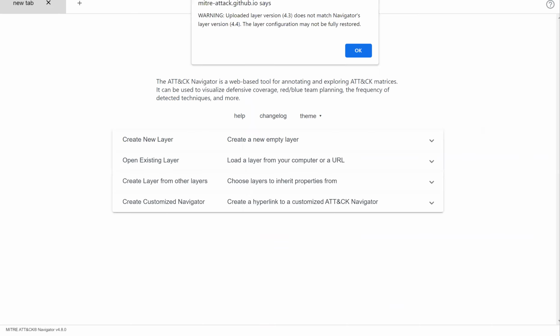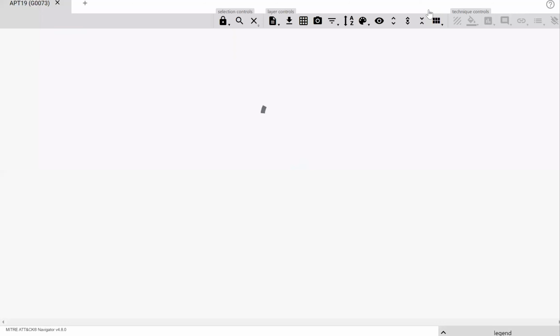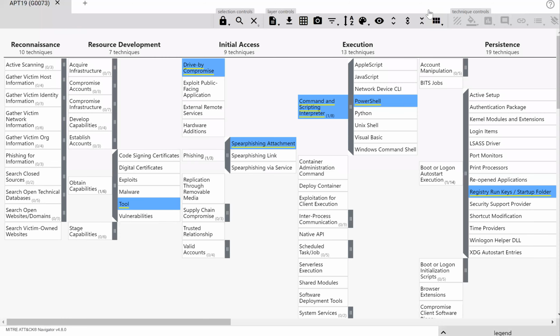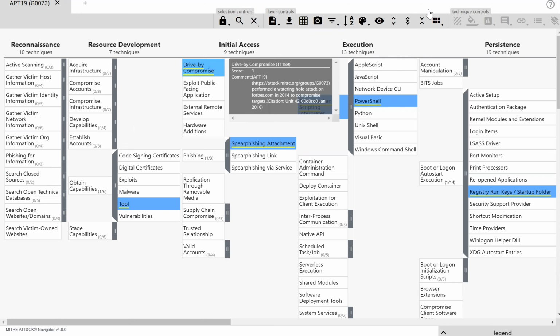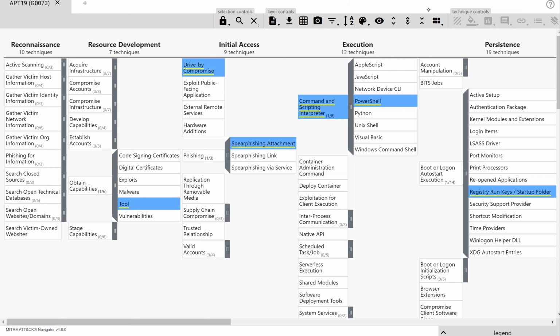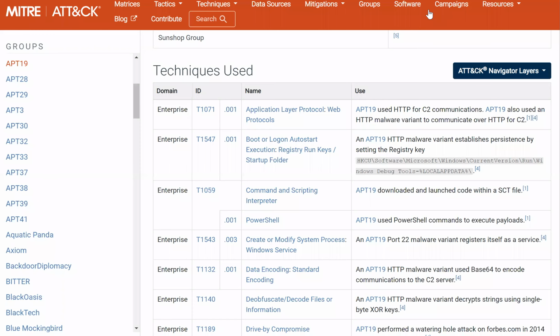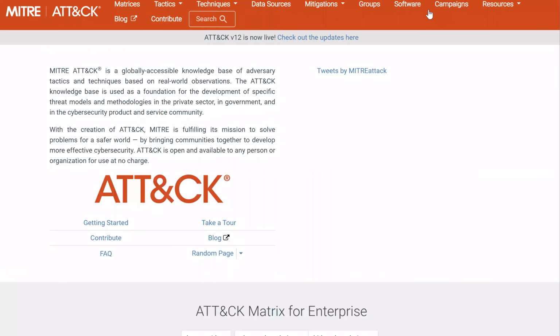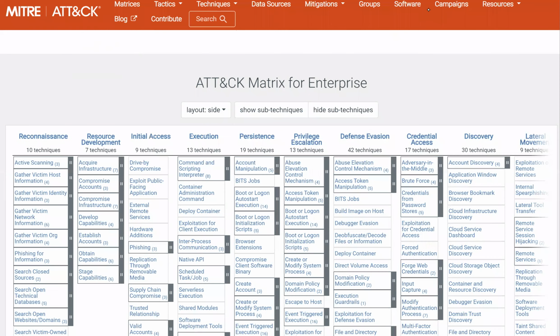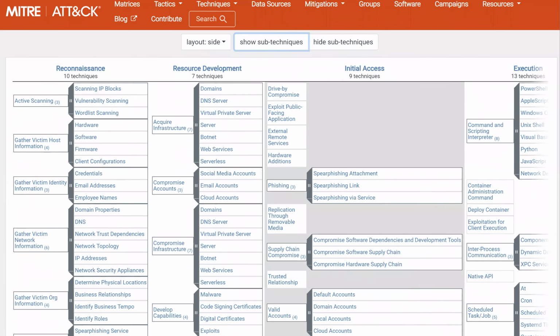Let me just remove this. Okay. And then you can start to see that, instead of worrying about active scanning, it looks like this APT group doesn't do any of that sort of stuff, doesn't gather victim data through other means of access through here. It looks like they start through a drive-by compromise. So if I go back to our MITRE framework, and let me show the sub-techniques, and then let's look at drive-by compromise.